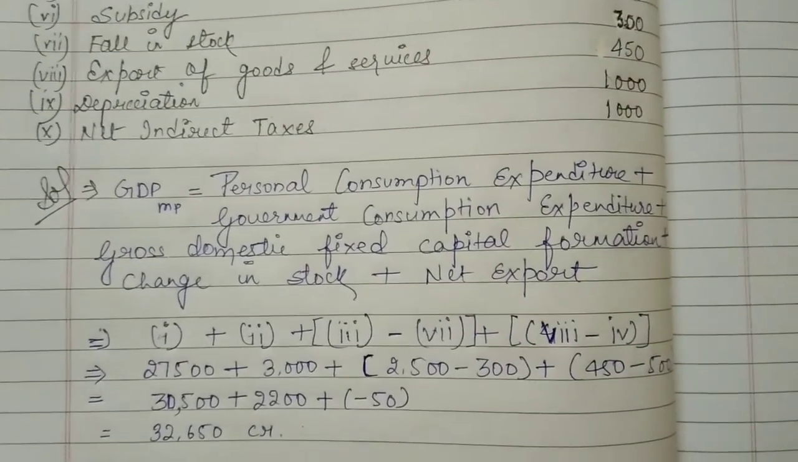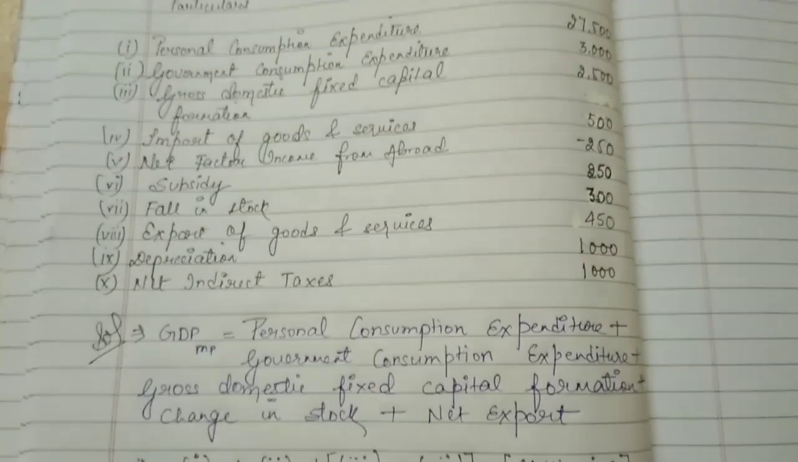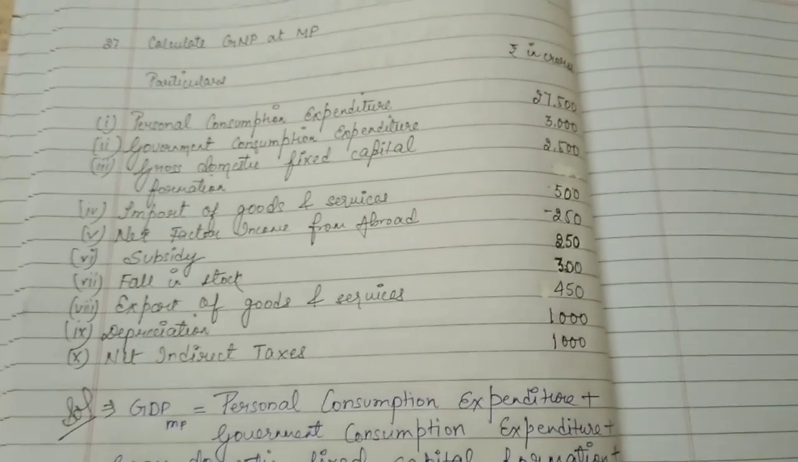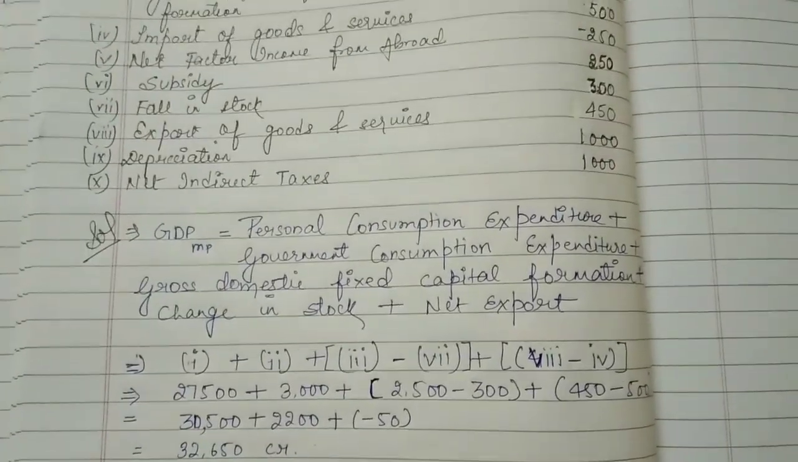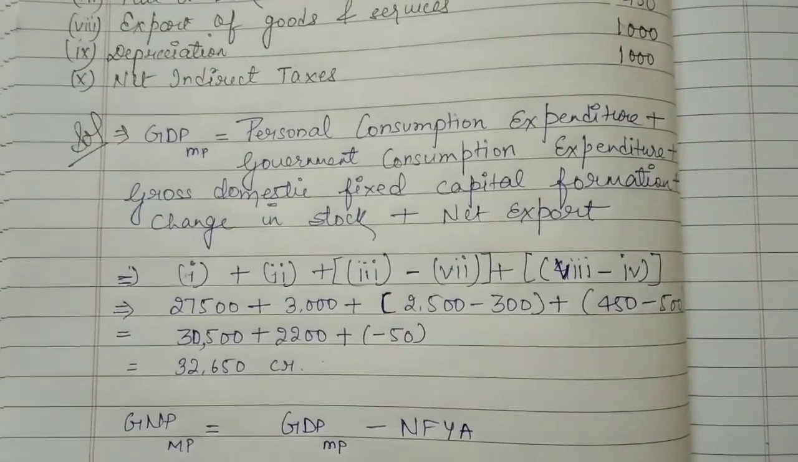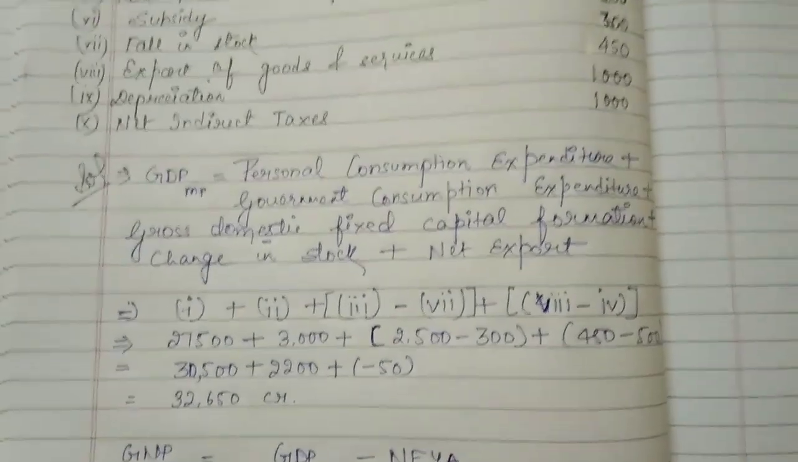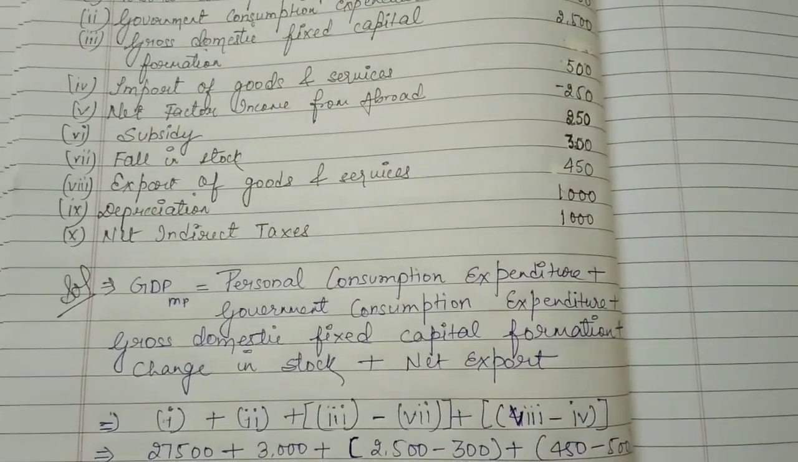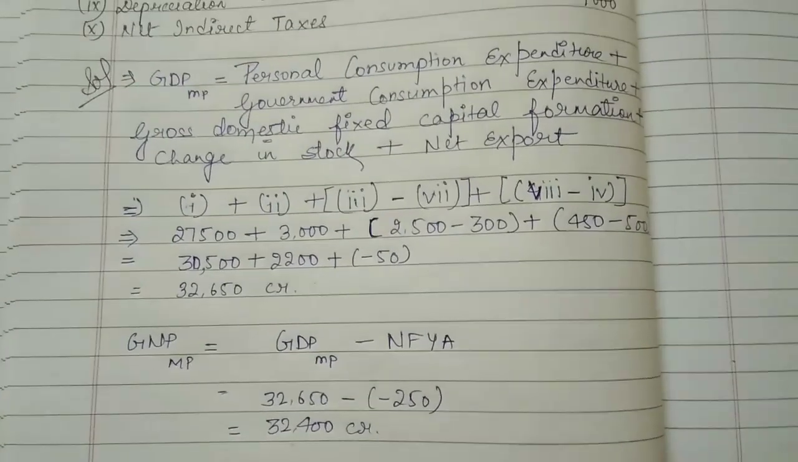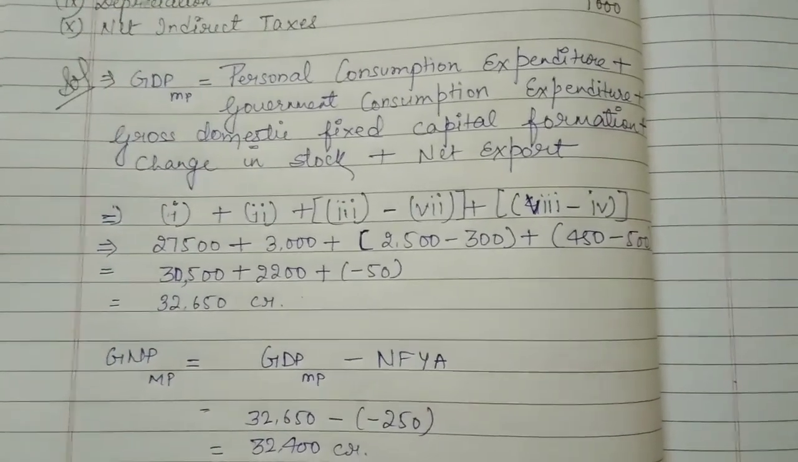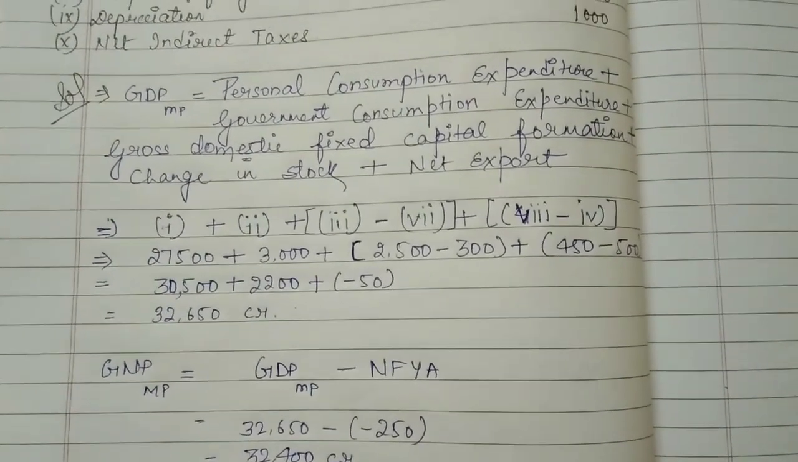That is GDP MP. Now if you see the question, it is to calculate GNP MP. So GDP MP we found, and now we can easily calculate GNP MP. How? GNP MP is equal to GDP MP minus NFIA. What is NFIA? Net factor income from abroad. And you can see on the 5th number, net factor income from abroad is given as minus 250. So 32,650 minus 250 will result in 32,400 crores. Hence the answer is 32,400 crores.